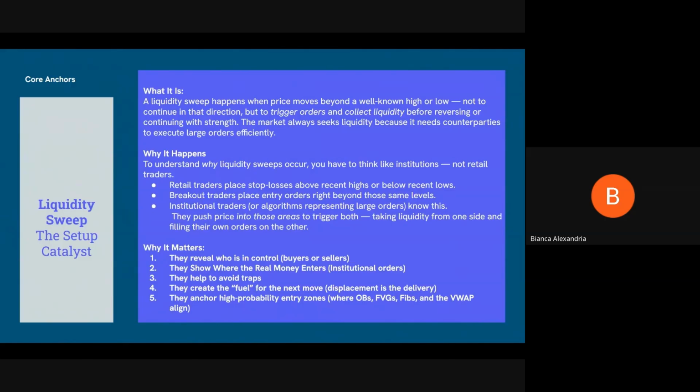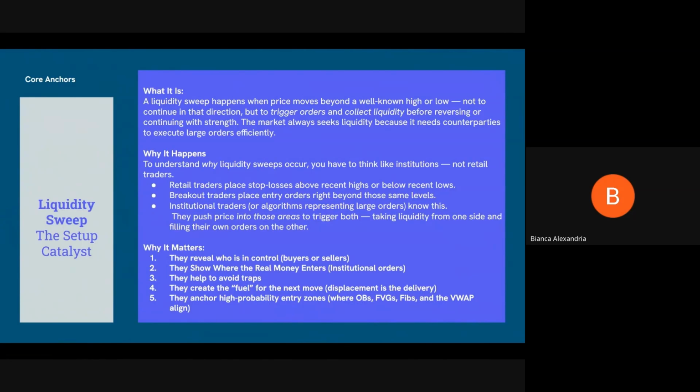So we always look before a strong move to see if liquidity was taken. We are not entering any trades unless liquidity has been taken, because if liquidity has not been taken, 9 times out of 10, that means whatever trade you're about to enter is about to become the institution's liquidity. Right? So as we're looking to see when liquidity is taken, we want to ask ourselves, who is it that got trapped?